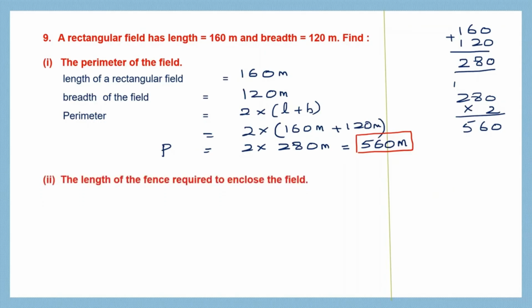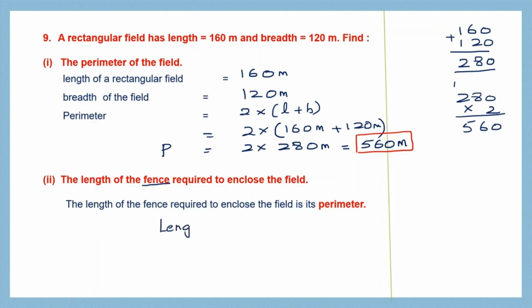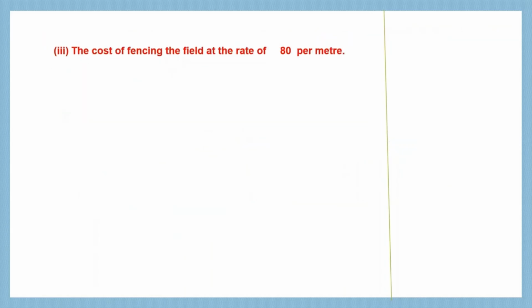Now the second question here is, we have to find the length of the fence required to enclose the field. Now the fence is what is put in the boundary, isn't it? The border of the field. So that is the same as its perimeter. So the length of the fence required to enclose the field is its perimeter. So what is the length now? The value of the length is the value of the perimeter, which is 560 meters. So our second answer is also 560 meters.